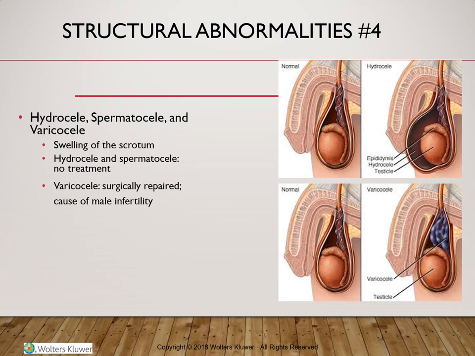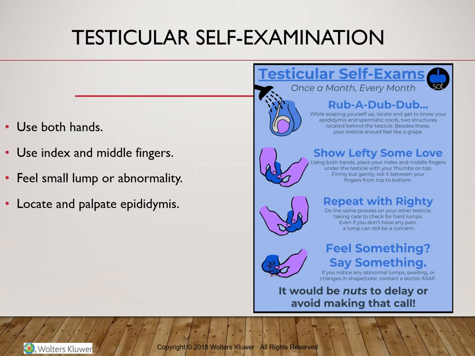So let's look very quickly at how we do a good testicular examination. We need to teach the patient to use both hands to palpate the testicles, and we need to describe to them what they need to feel. The normal testicle is smooth and uniform in consistency. You cannot have lumps and bumps and different areas that have different consistencies.